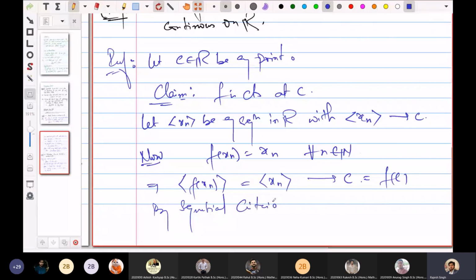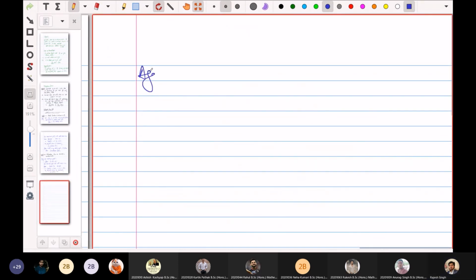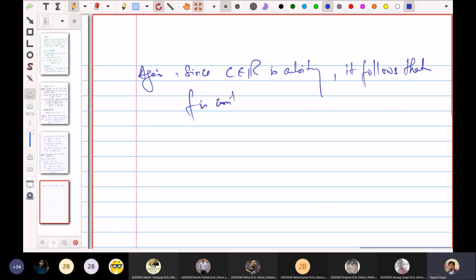So by sequential criteria for continuity, f is continuous at c. Again, since c belonging to R is arbitrary, it follows that f is continuous on R.